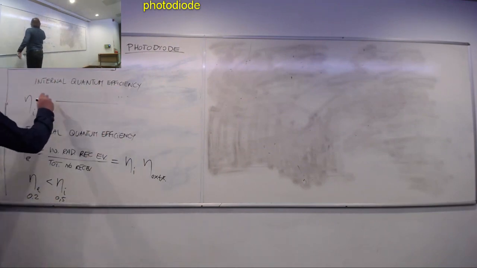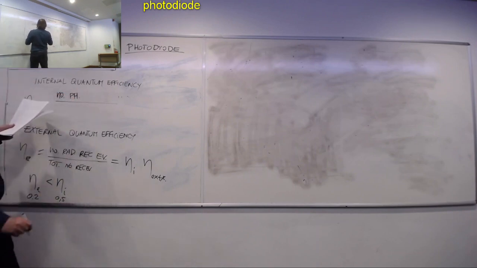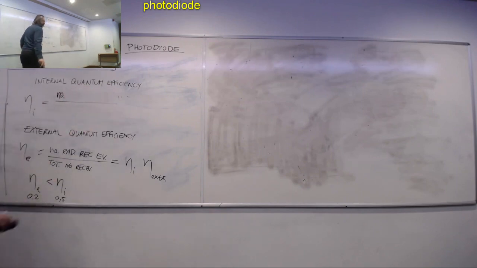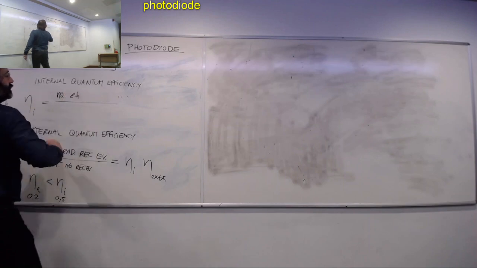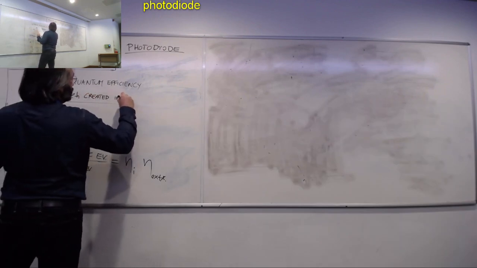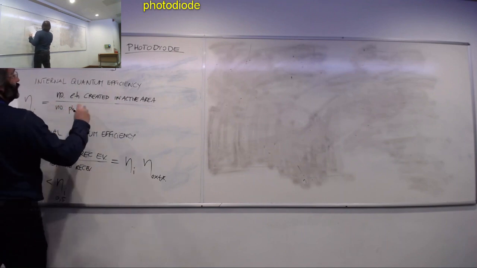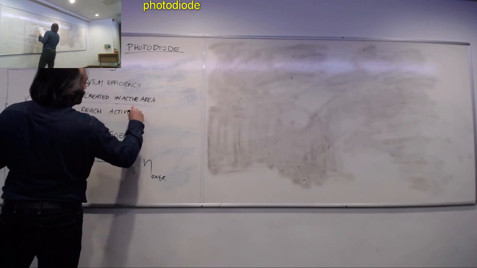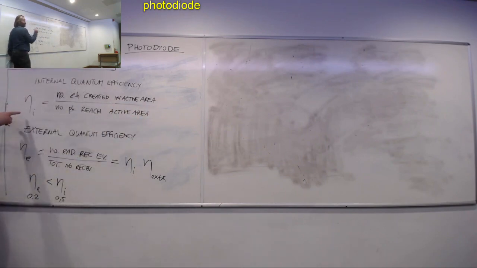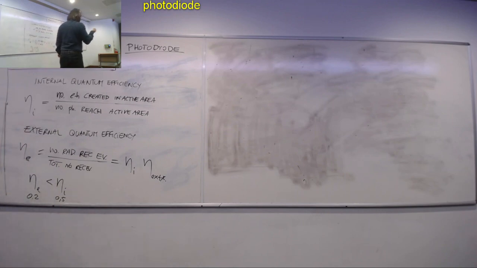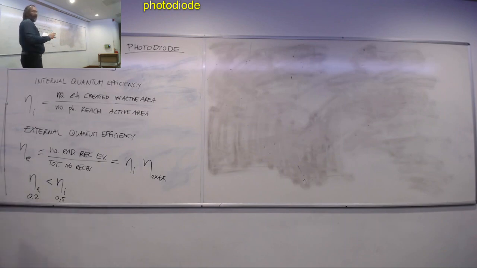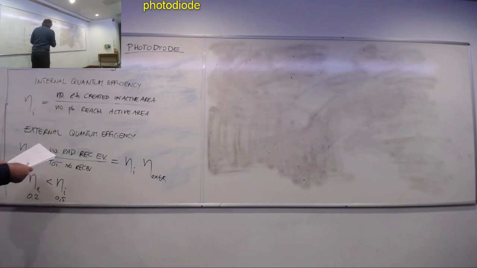So it is the number of electron-hole pairs created in the active area. I need to specify that. Divided by the number of photons that reach the active area. It's important because this is the internal quantum efficiency. So I'm testing only what effectively the semiconductor does, and I'm not being influenced by any other external factor like geometry, other stuff.